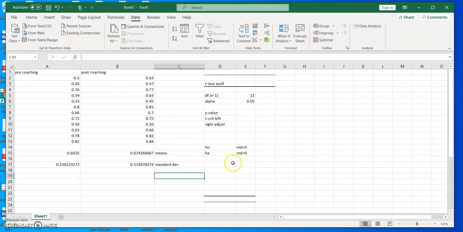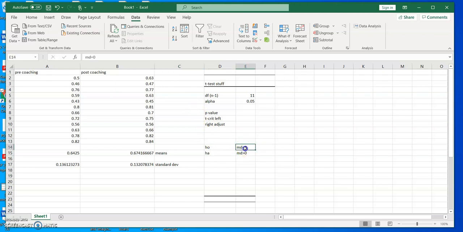Important to note in this particular example, I'm expecting the scores to improve. I'm not just looking at a general difference. I know which way I think would be significant for me, which would be an improvement in scores. And so that is going to translate into a one-tailed test. When I interpret this, I'm going to be looking at one side of the t-distribution, the positive side. So that's what we've got going on at this point.